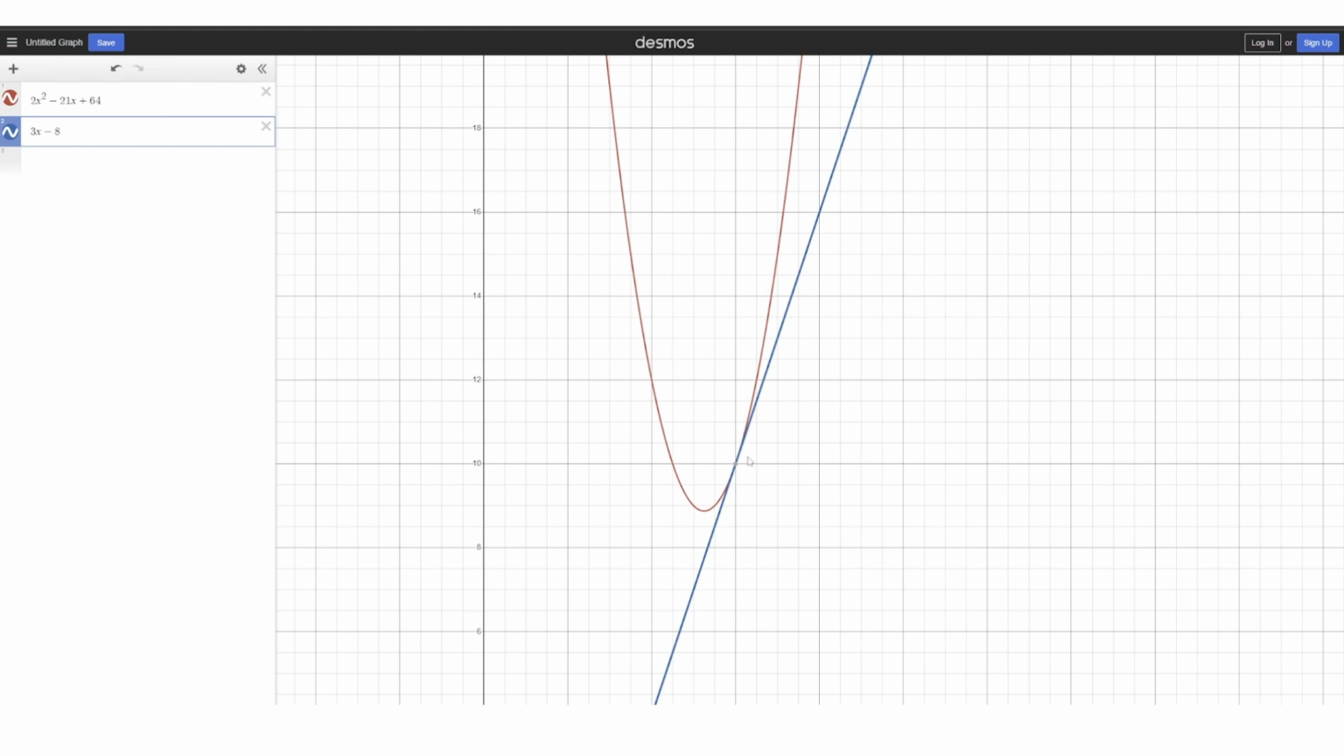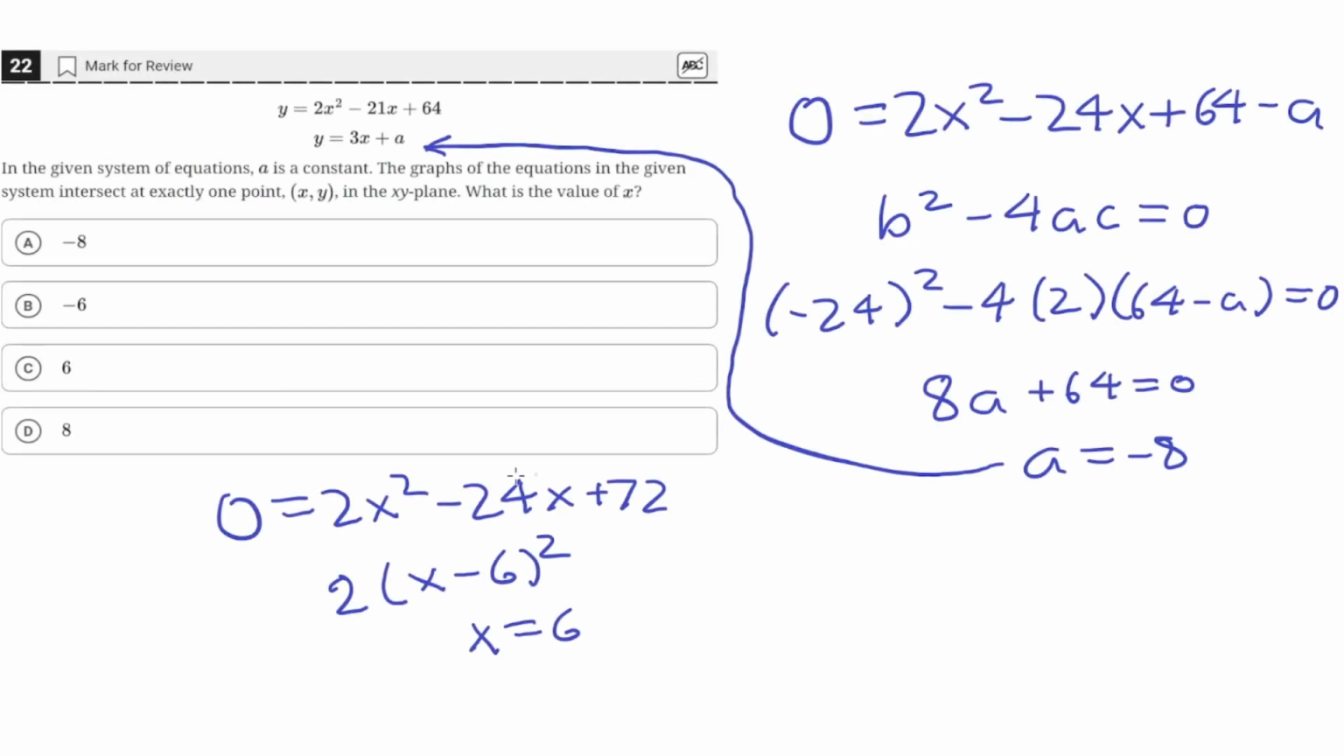Once you do, you can simply click on this point to show the intersection point, and you see that it intersects at 6, 10. So the x value here is 6, and that would be C. So the correct answer here would be C. And as before, the confusing part about this question is the fact that it gives two unknowns, a and x, and it asks you to calculate for x, but to calculate for x, you have to first solve for a.